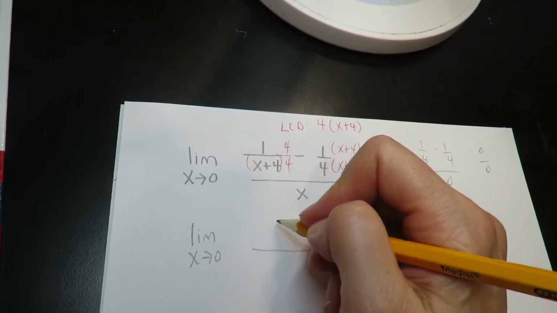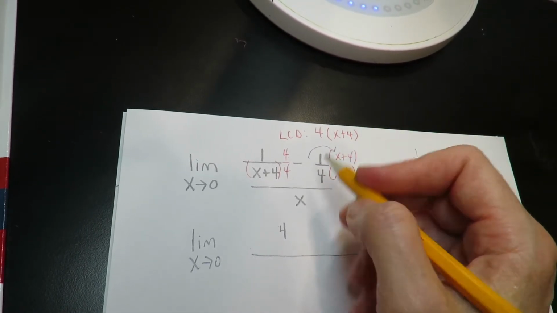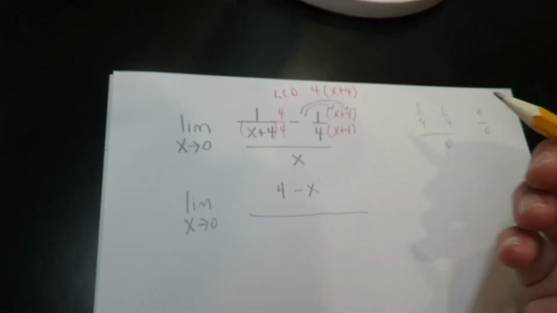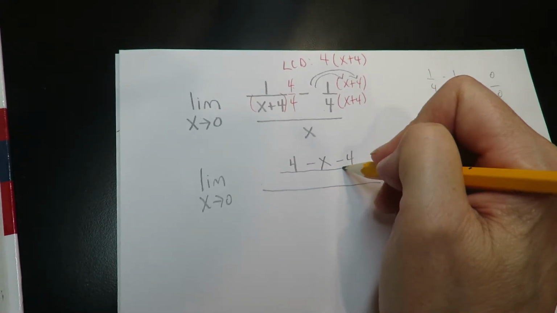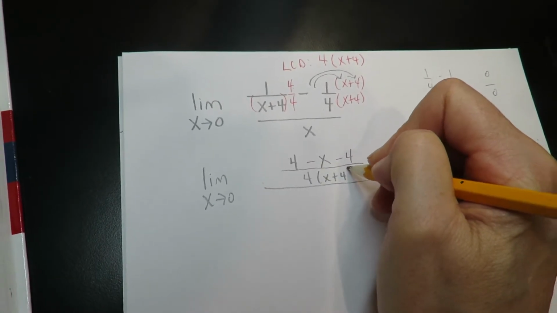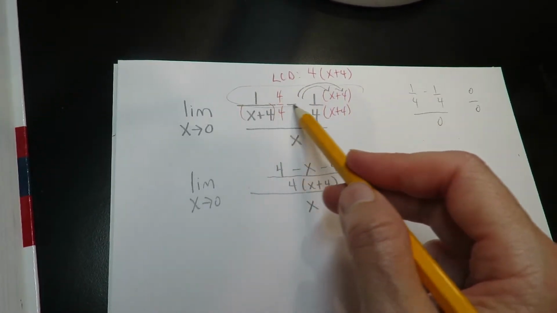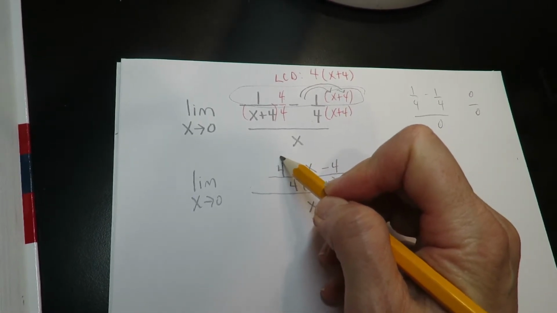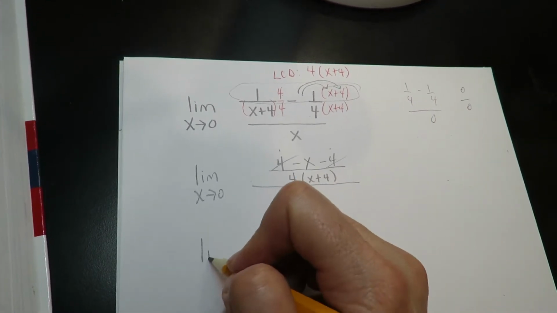So 1 times 4 is 4. Minus, you're going to distribute this minus 1 in here, so this is going to become minus x, and then minus 1 times 4 is minus 4, all over the LCD, which is 4x plus 4, all over x. Okay, so because I got the LCD here, I was combining the numerator. Now I'm going to keep going with this, so if I combine like terms, the 4 and the minus 4 go away.